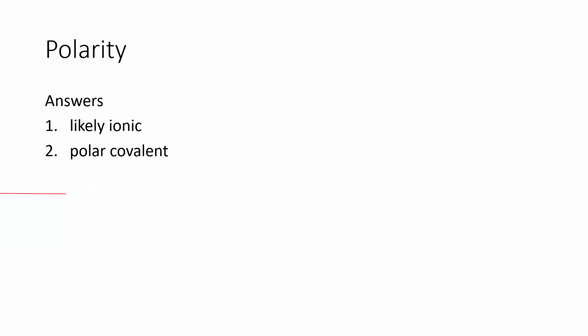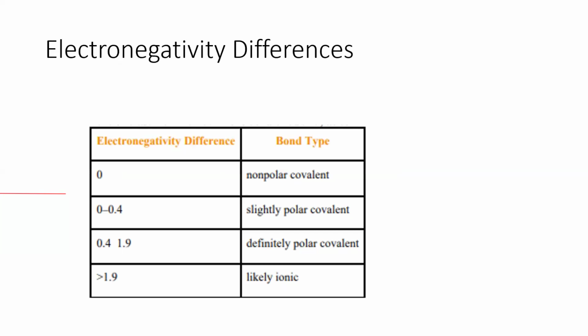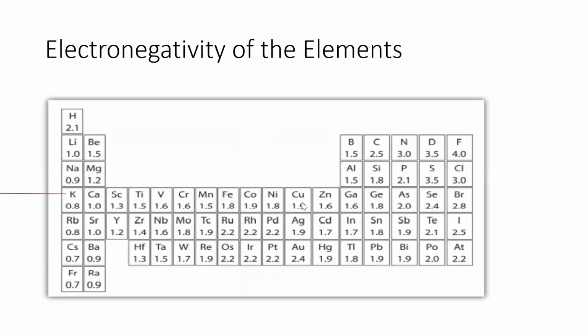The next one is polar covalent. Phosphorus, chlorine. You go to the chart. Phosphorus, P. Where is P? Look for P.